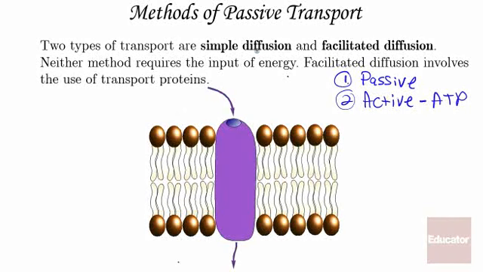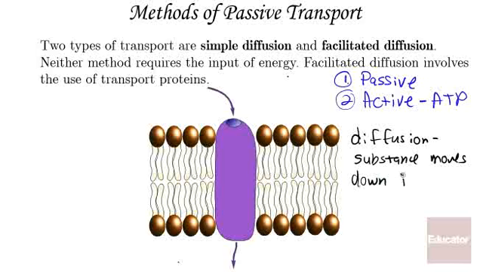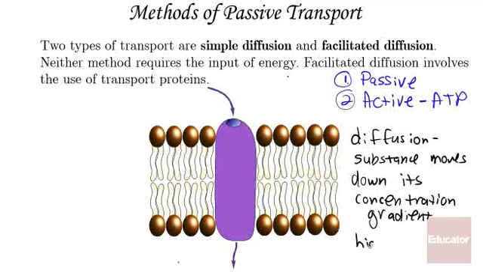So first of all, neither type requires energy, and you have to consider why that is. It's actually because with diffusion of either type, a molecule is moving down its concentration gradient. So with diffusion, a substance moves down its concentration gradient. What do we mean by down its concentration gradient? Well, an area of higher concentration to an area of lower concentration.